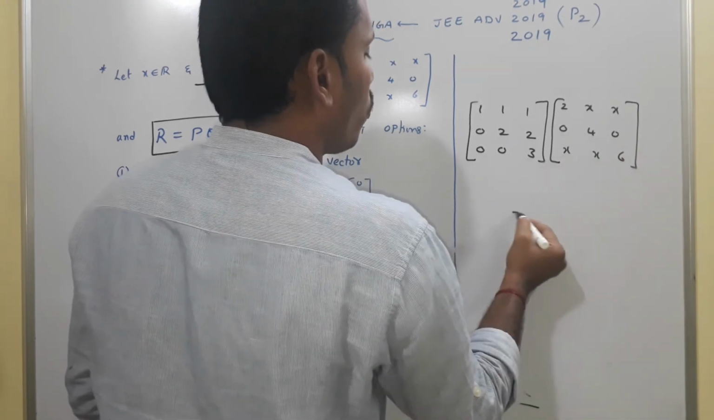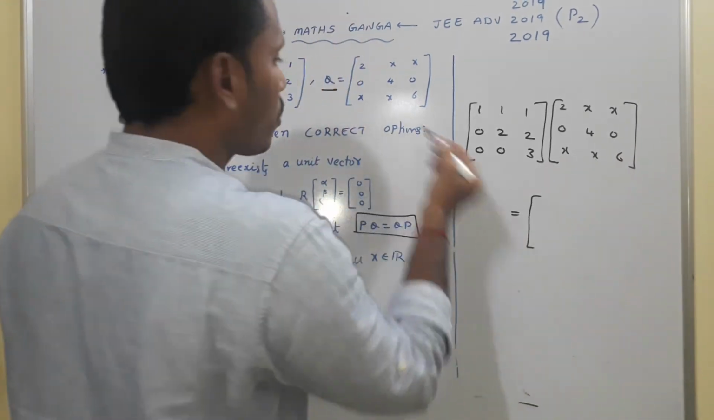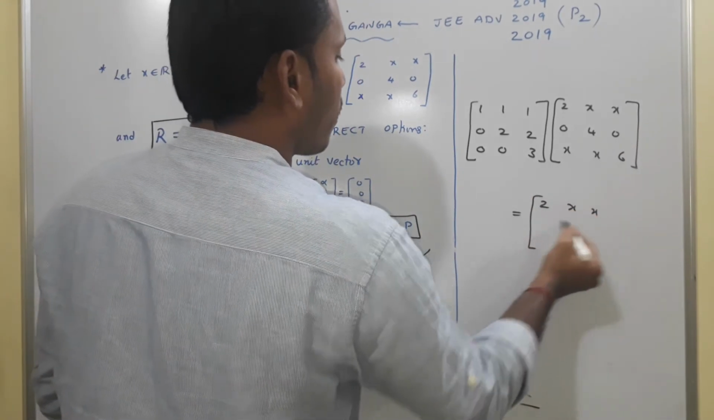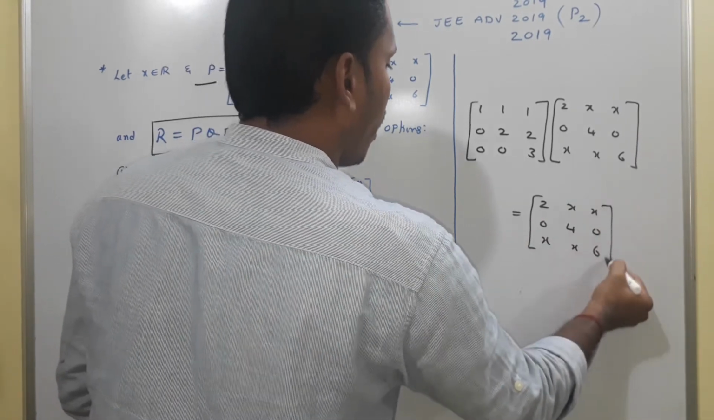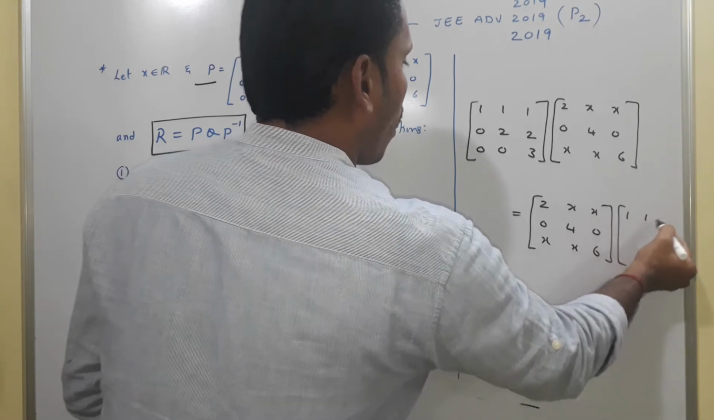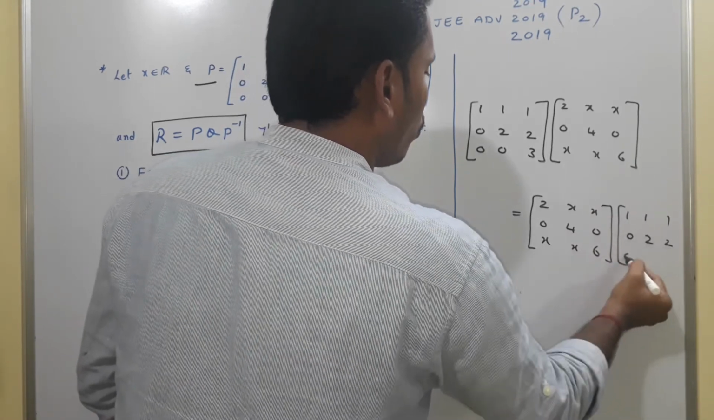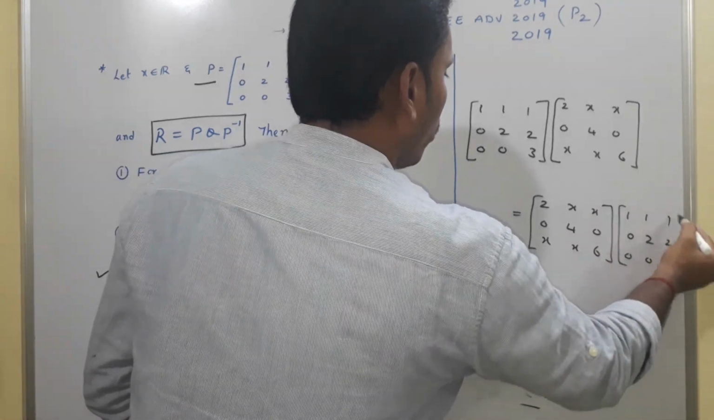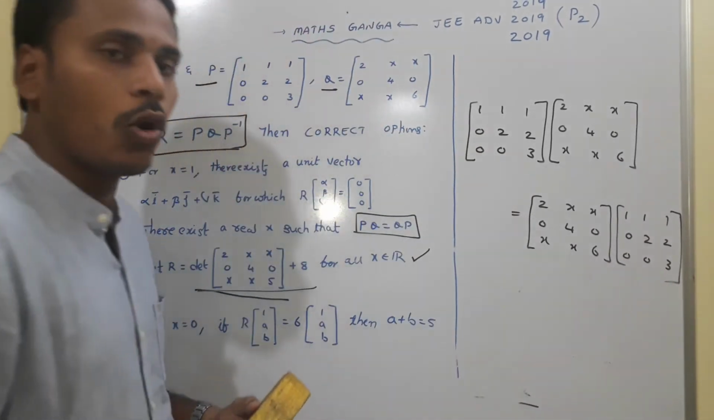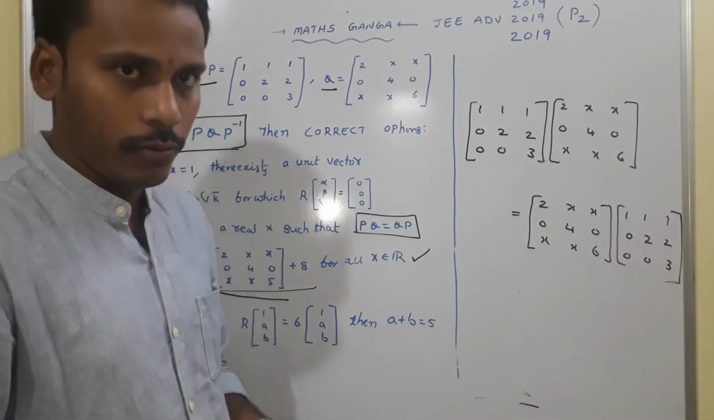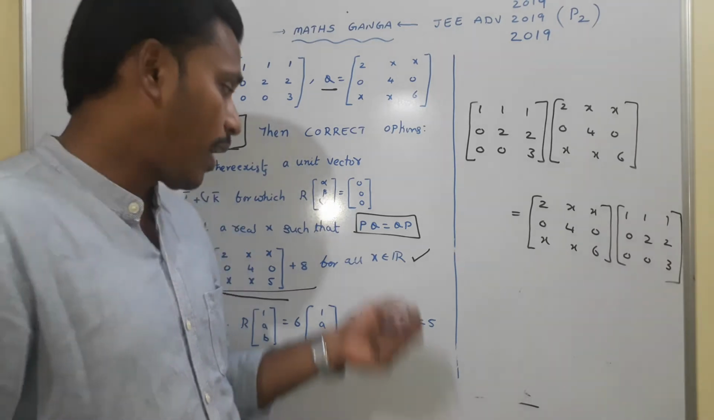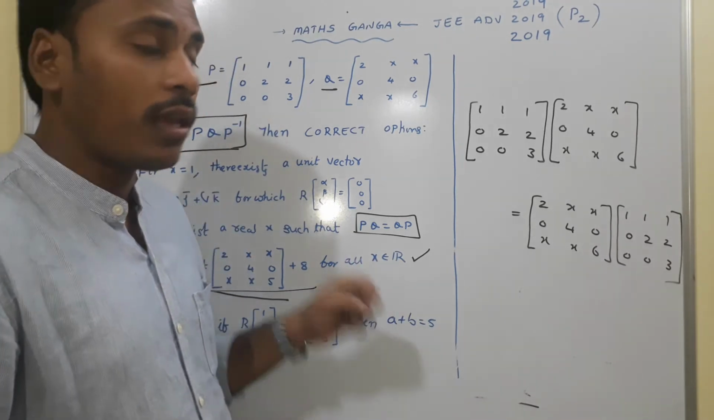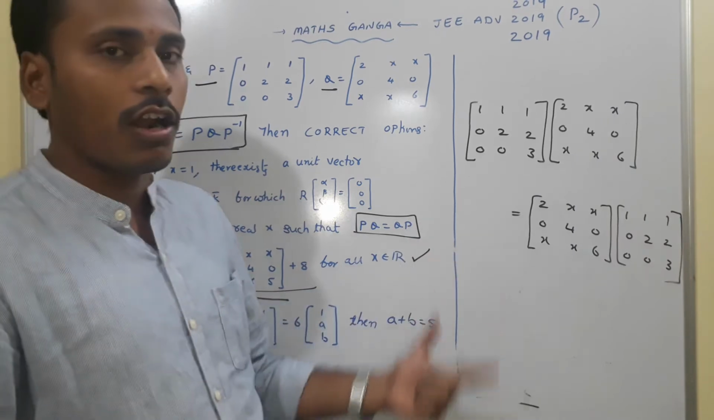Okay, this PQ is equal to QP. So what is Q here? 2, x, x, 0, 4, 0, x, x, 6 is Q, and we need to multiply it with P, 1, 1, 1, 0, 2, 2, 0, 0, 3. These two are not actually equal because matrices are not commutative. But sometimes, depending on the matrices, they may commute, like PQ equal to QP. So for that, we need to check whether there is any such x or not.